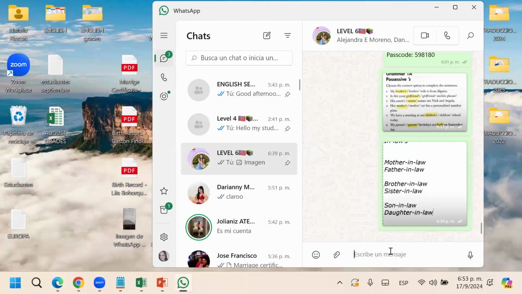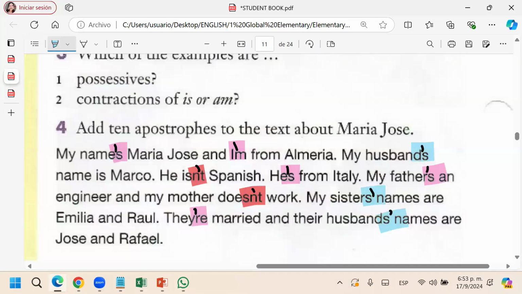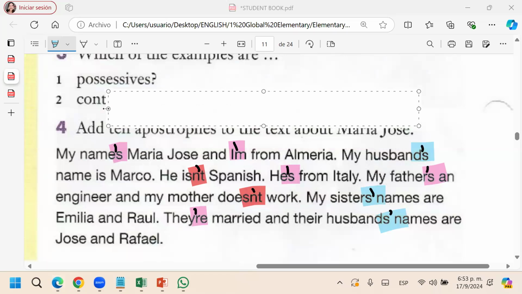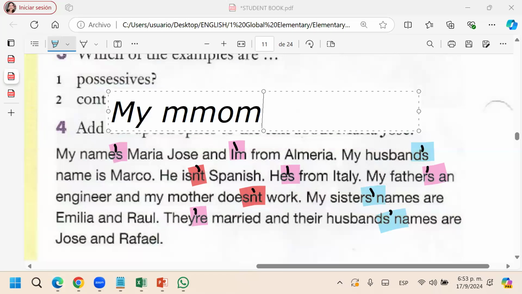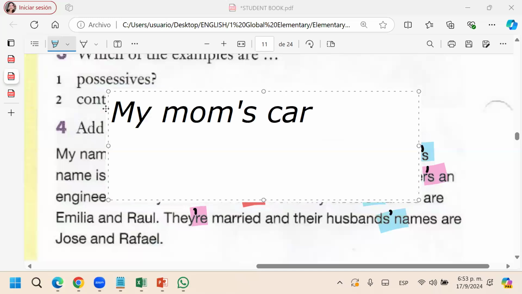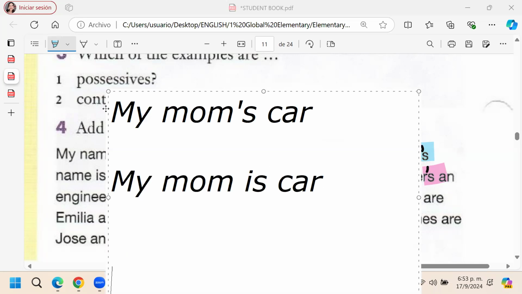¿Okay? ¿Cómo sabemos? Bueno, por contexto, tenemos que estar pendiente de lo que estamos leyendo. Si vemos, por ejemplo, que dice, if we see that it says, for example, maybe my mom's car. Si yo veo esta frase, yo sé que es posesión, el carro de mi mamá. Porque es imposible que sea my mom is car, mi mamá es carro. No puede ser. Entonces, ¿cómo sabemos? Bueno, por contexto.